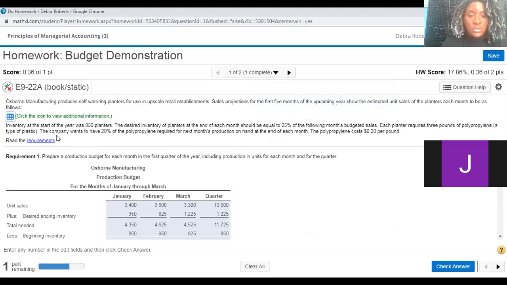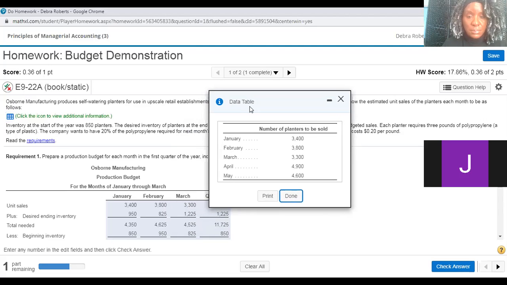If we are going to figure out through estimation how many units we want to produce, we need to gather some specific data. The first thing we need to know is the unit sales, which is calculated based on the sales budget. In this example the sales budget is not done, so it's given to us: 3,400, 3,800, 3,300. These are the budget numbers for the number of units sold.